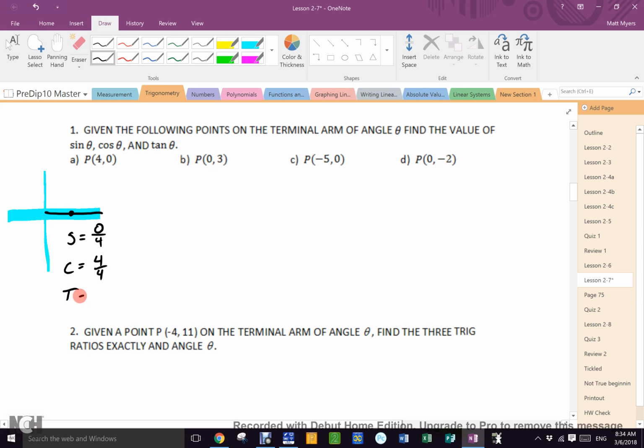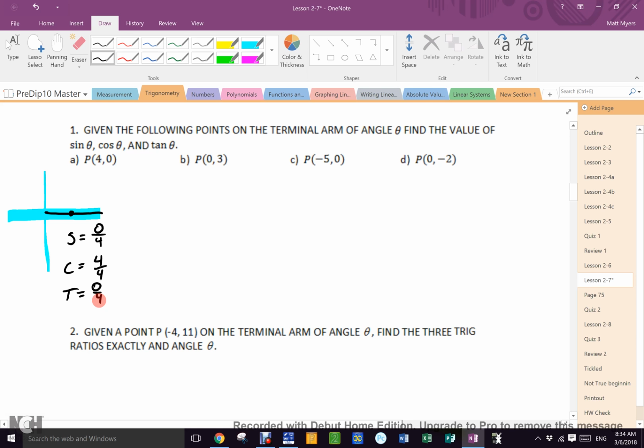What is tan? O over A? I don't have O's and A's. I have X's and Y's. You just did this on the previous page, ladies and gentlemen. It was a minute ago. 0 over 4, y over x?